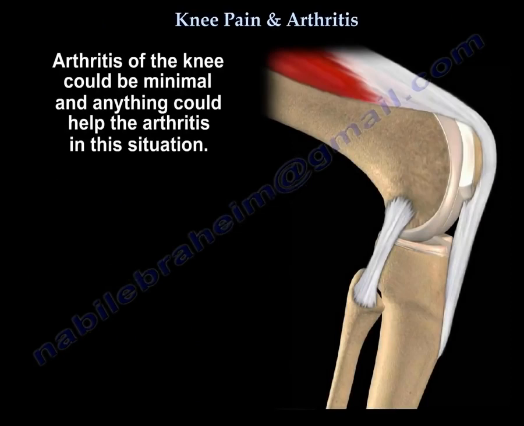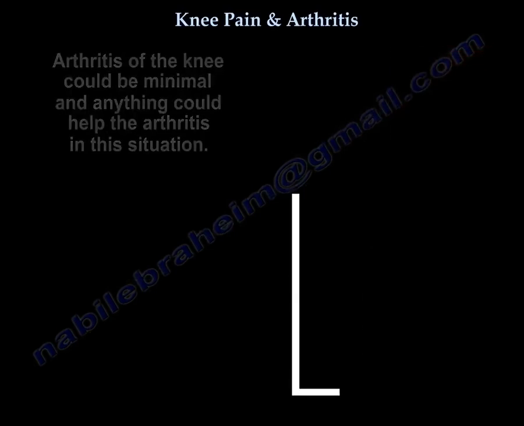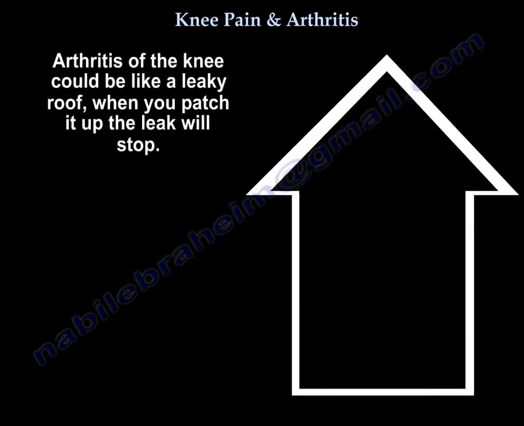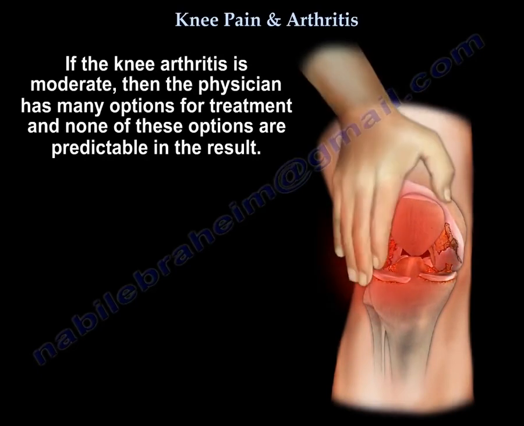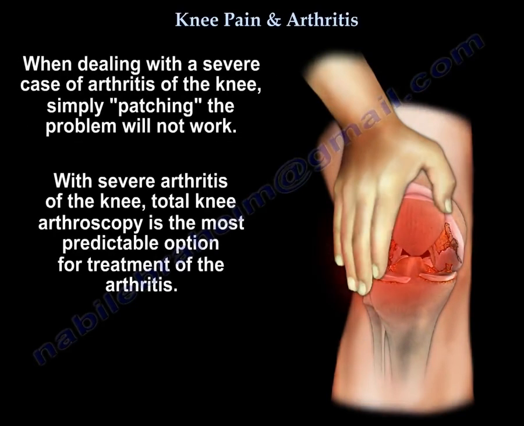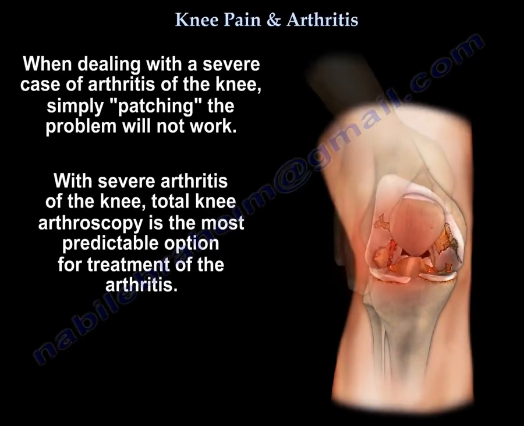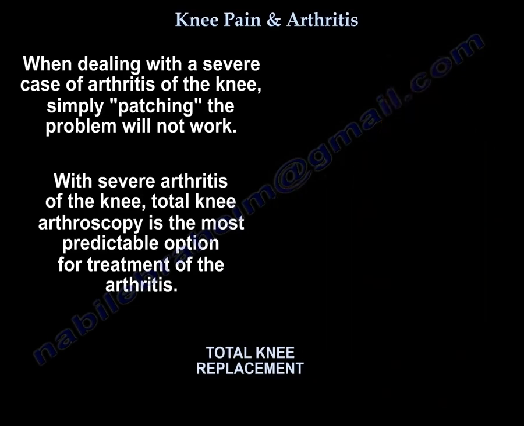So basically, arthritis can be minimal, and anything can help the arthritis in this situation. It's like a roof that has a leak. You patch it and the leak will stop. But if the arthritis is moderate, the physician has many options of treatment, and none of these options are predictable in the result. So if you have a big leak in the ceiling, you may patch it, but it may not work. But when the arthritis is severe, total knee is the most predictable option for treatment of severe arthritis.